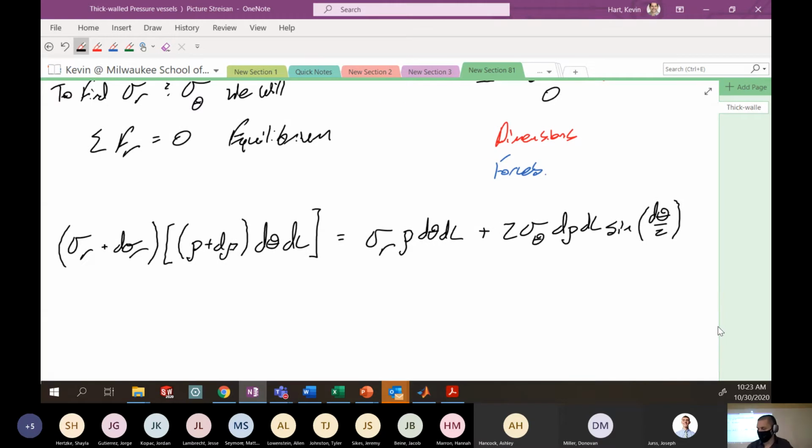Pirate's happy in the r direction. Rawr. Okay. So we can see a couple things straight away, like the dl is going to cancel out. And goodbye.